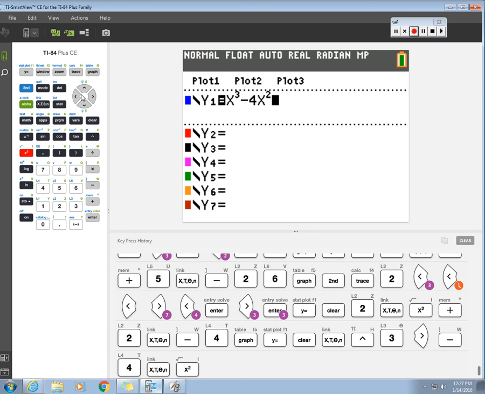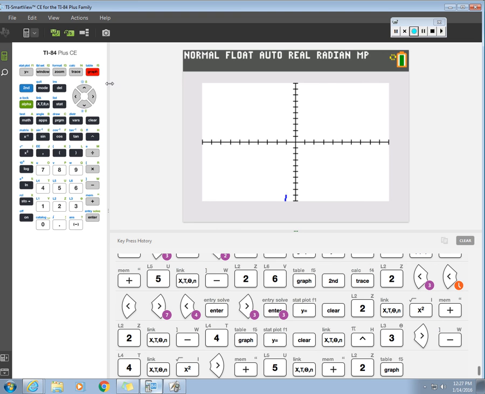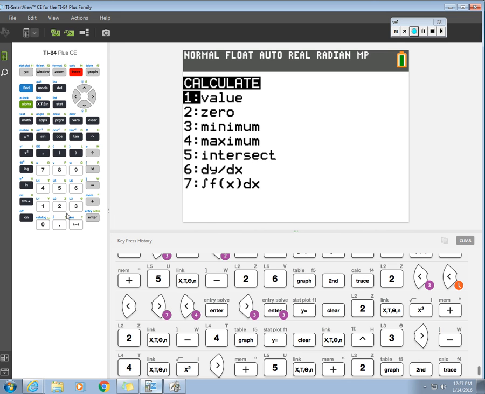What's next? Okay, and we're looking for the what? The zeros. Well, how many are there? And it's at negative something, right? Negative point something, because this is -1, so it's smaller than that. How do you find the exact location? Second trace, 0, because we're trying to find zeros.